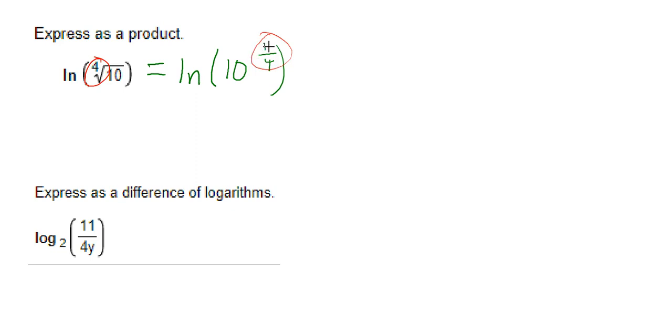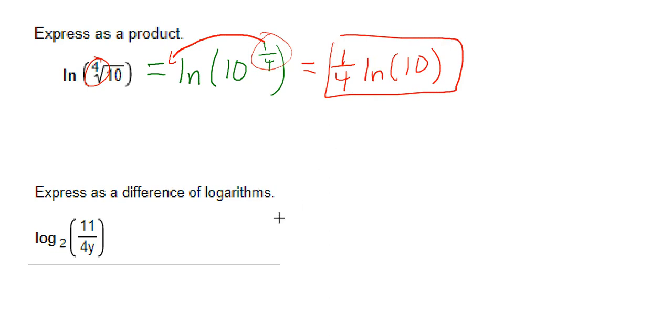Now that we have it written as an exponent, we can apply the power rule and multiply the 1/4 down in front of the logarithm. So this becomes 1/4 times the natural log of 10. That's what they wanted us to do with this problem, expressing it as a product because these two things are being multiplied together. That's how the power rule works. You need an exponent, and then once you have the exponent there, it can be multiplied down in front of that logarithm.